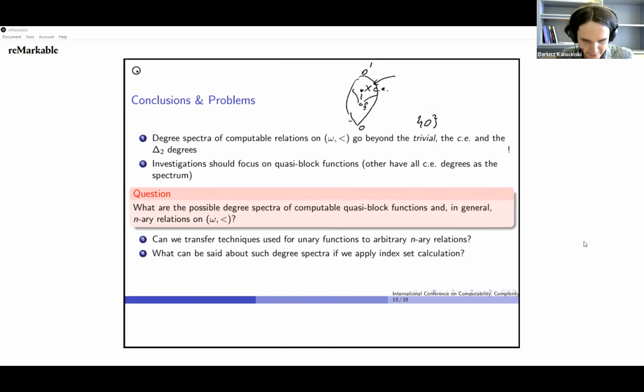And some further directions, maybe we don't know because we haven't tried: can we transfer techniques used for unary functions to arbitrary unary relations? This is something that can be tried. Also, what can be said about the degree spectra if we apply, for example, index set calculation? This is also something that was suggested to me in a discussion with Ted Lehman.